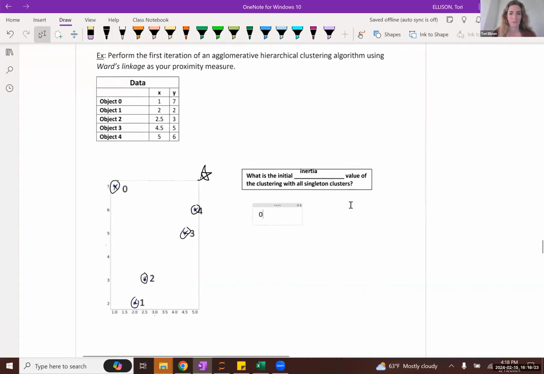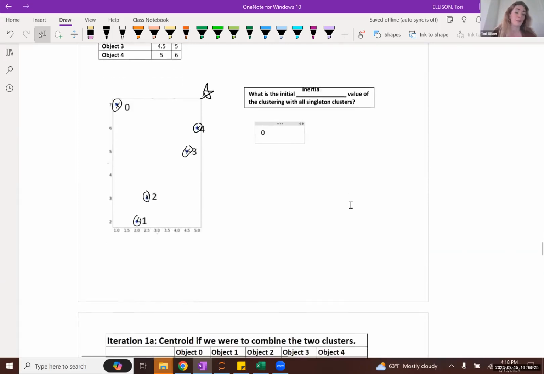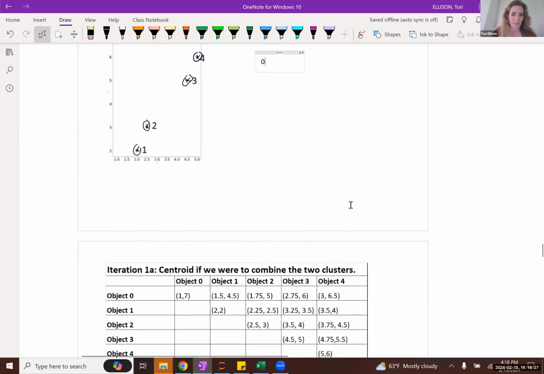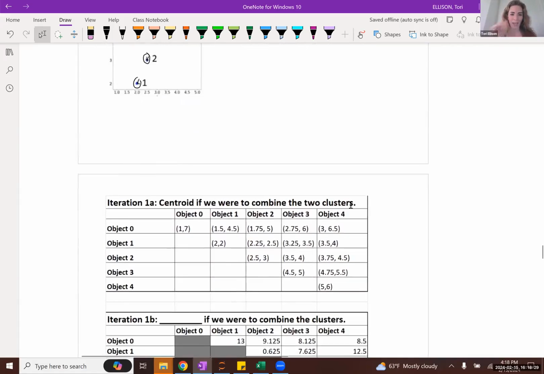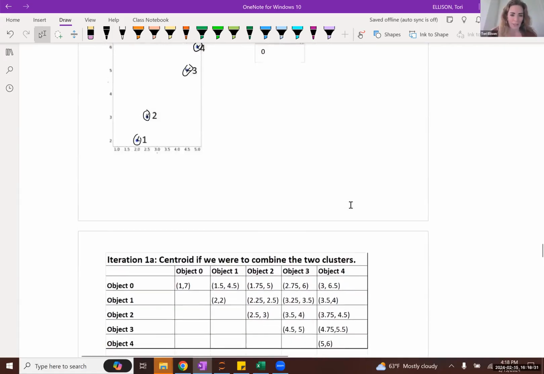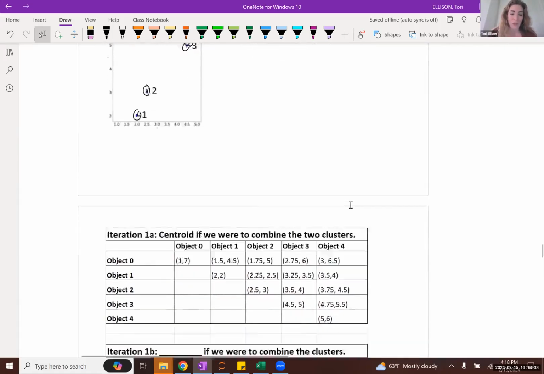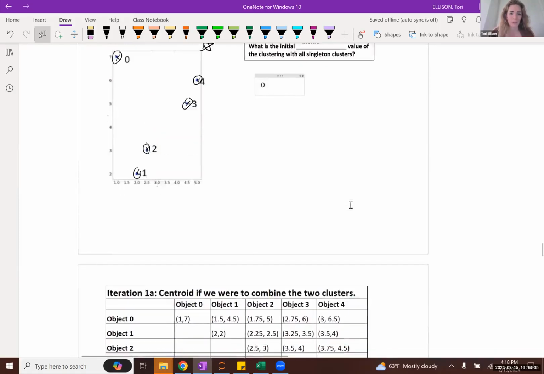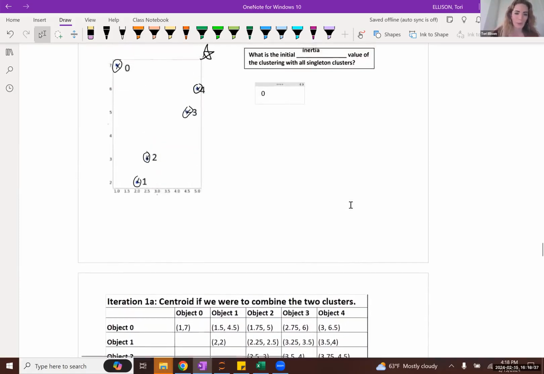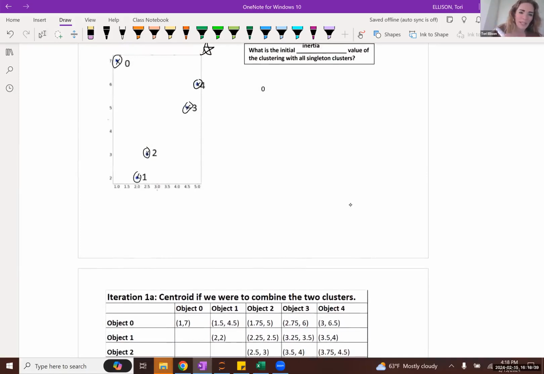And that's going to be the case for any data set when we start out this algorithm. To calculate the new proximity matrix, what we'd want to do next is think about what we might expect to see. We basically want to calculate the overall clustering inertia that we would get if we were to merge each potential pair of clusters.